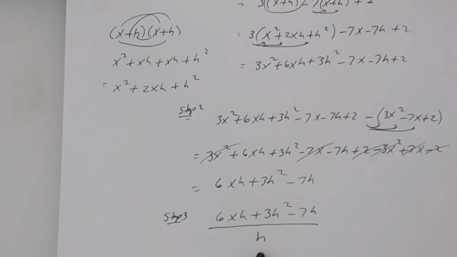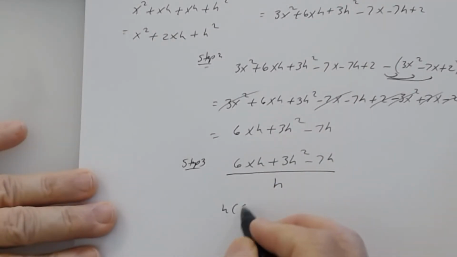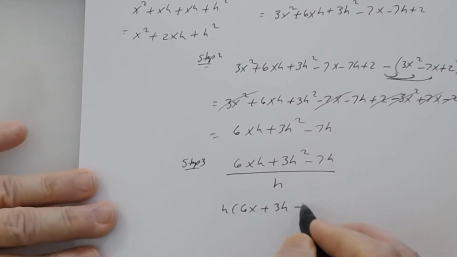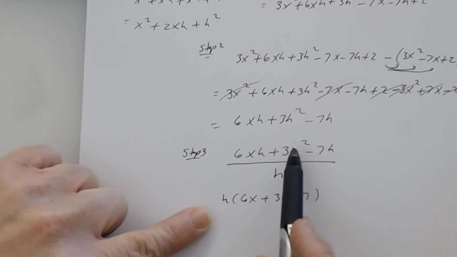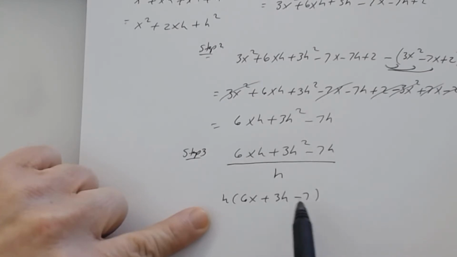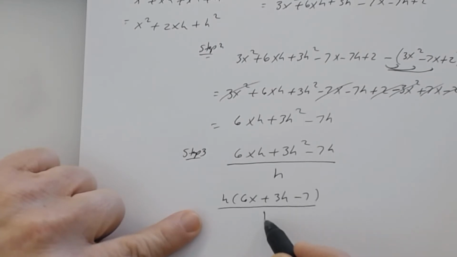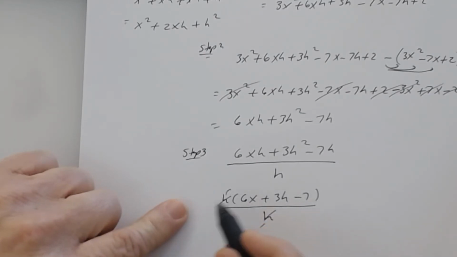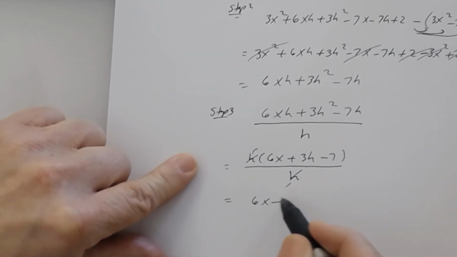So let's do that approach first. So I can factor out an h. When you factor out an h, you're going to get 6x. There are two factors of h here. When I factor one of them, I'm only left with how many? 1, and then minus 7. All divided by what? H. And then I can reduce these out. So what do I get? 6x plus 3h minus 7.